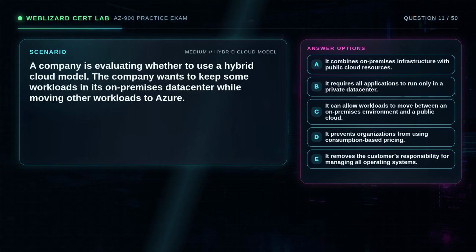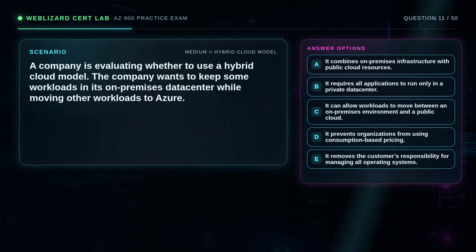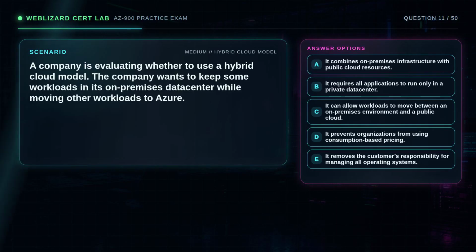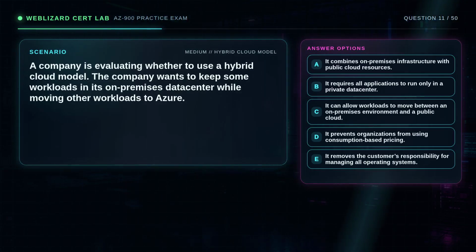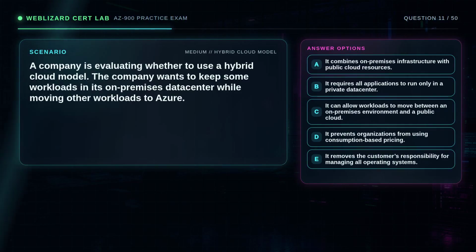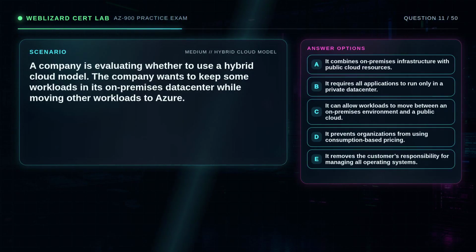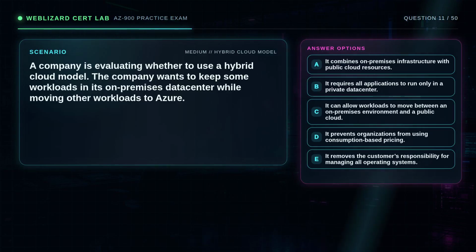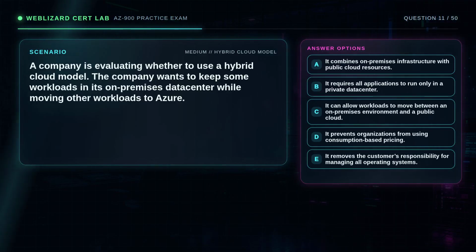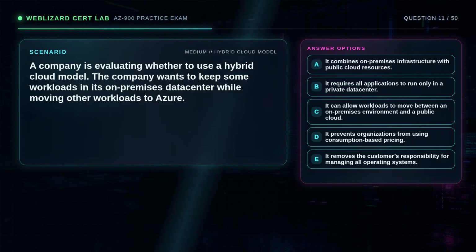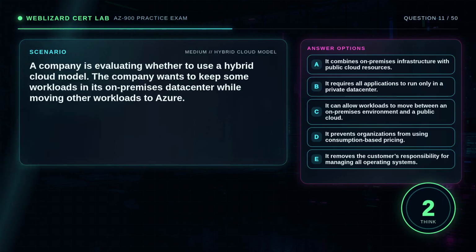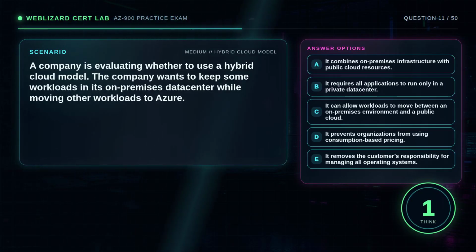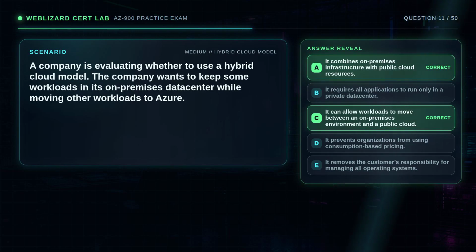B. It requires all applications to run only in a private data center. C. It can allow workloads to move between an on-premises environment and a public cloud. D. It prevents organizations from using consumption-based pricing. E. It removes the customer's responsibility for managing all operating systems. The correct answers are A and C.